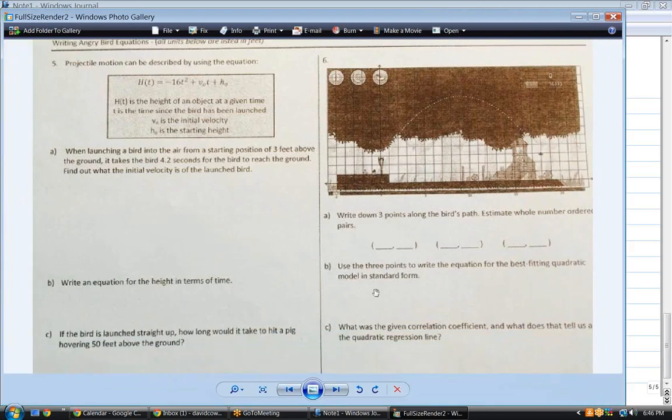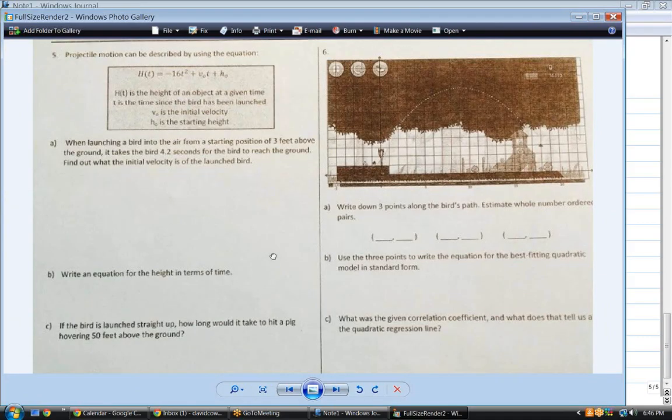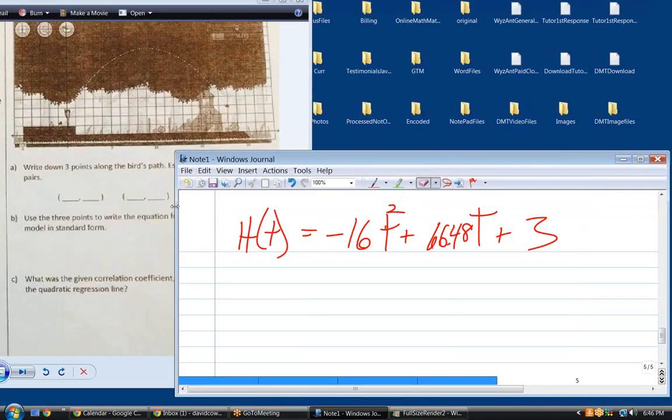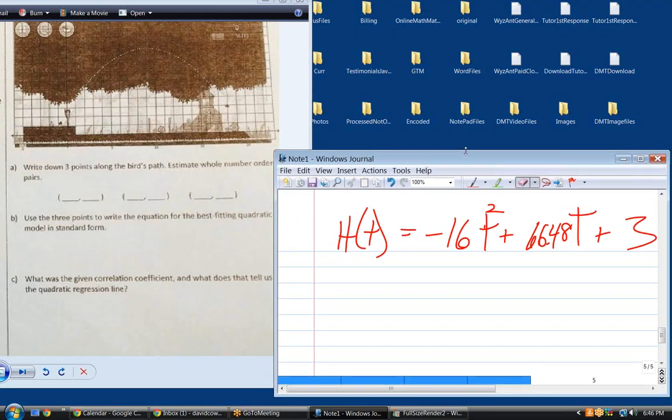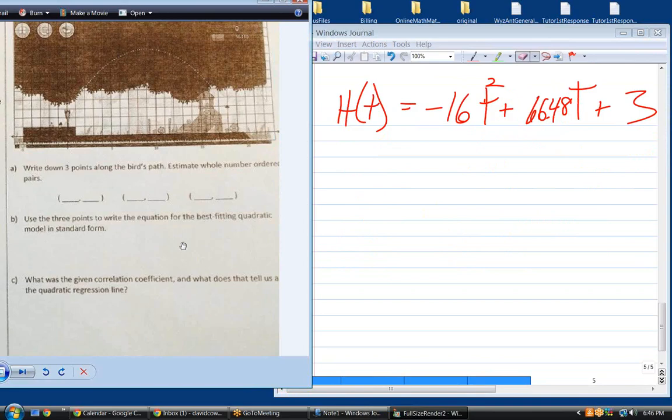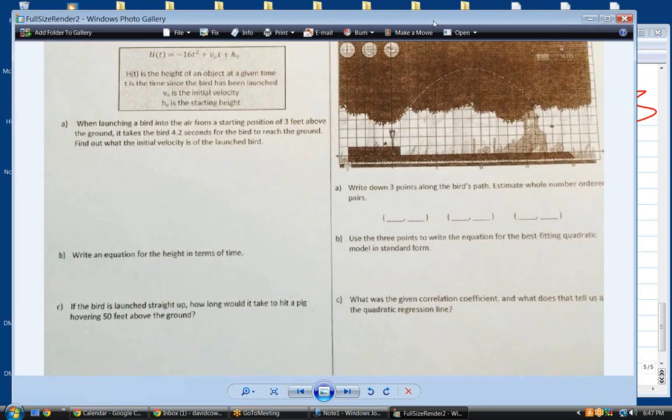Did I cut it off by the teacher at all? No, you didn't. I was cutting it off accidentally. Okay. So if this is our equation, well, finding 3 points along the bird's path, relatively easy. 3 points define a parabola. There's a part C on number 5. I see it. We're doing part A? No, we're on the other side. That's problem 6. That's why I wasn't understanding what you were saying.